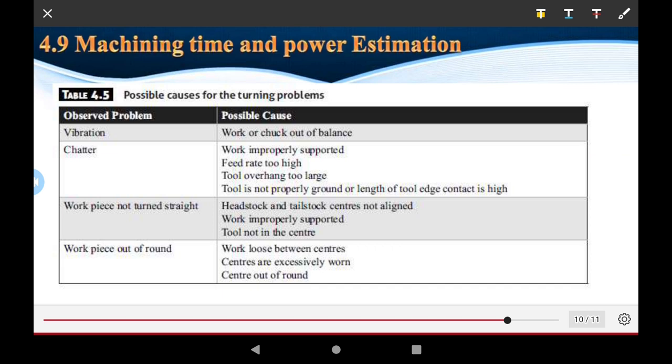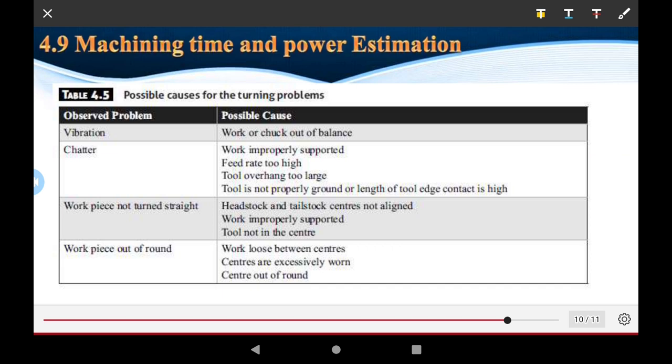The cutter work is imported for supported feed rate, with the tool heating high and the tool overheating, and the tool is not properly set on the machine, and the damage of the tools, and the operation does not continue. Okay, the machine overhead time increases in the manufacturing operation, and time increases, and the cost also increases. Okay, the workpiece does not turn straight.